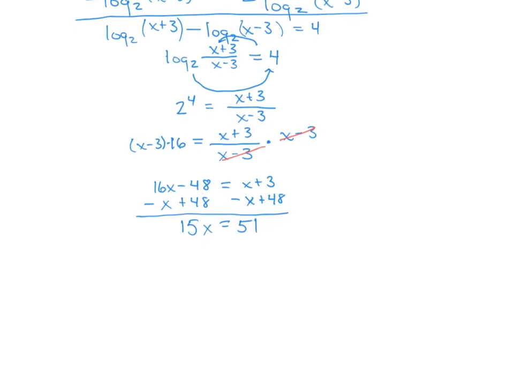Okay. Finally, we want to divide by 15 and reduce the fraction. So we get x is equal to 17 over 5.